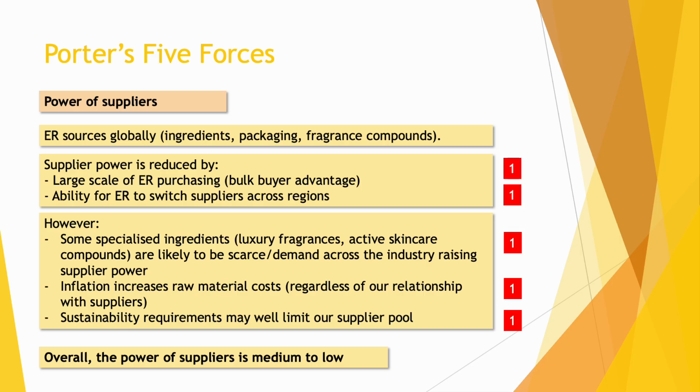Where would your marks come from? Well, again, as normal, 1 mark for any sensible point. So in this example we've got on the screen for you, there's a couple of points we've made about why supplier power would be low, and there's a few we've made about why it might be a bit higher. So any sensible points that you've explained, you can give yourself a mark for.